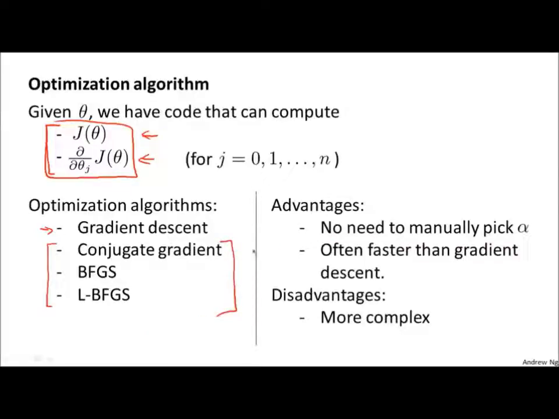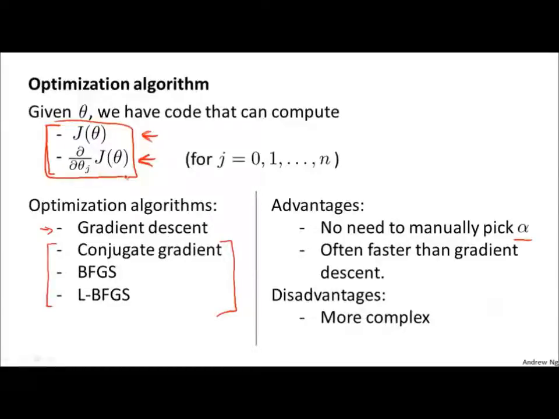One is that with any of these algorithms, you usually do not need to manually pick the learning rate alpha. So one way to think of these algorithms is that given the way to compute the derivative and the cost function, you can think of these algorithms as having a clever inner loop. And in fact, they have a clever inner loop called a line search algorithm that automatically tries out different values for the learning rate alpha and automatically picks a good learning rate alpha, so that it can even pick a different learning rate for every iteration. And so then you don't need to choose it yourself.